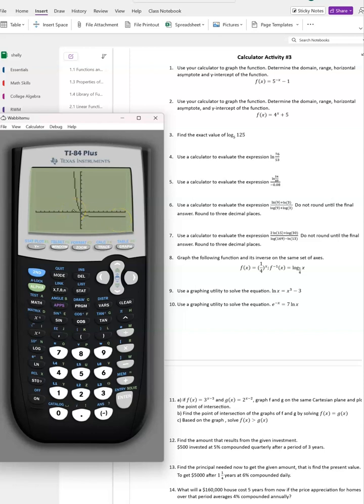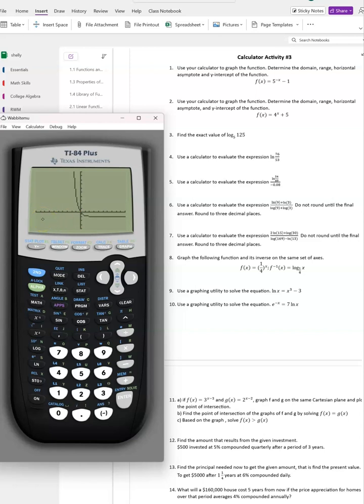Our range, well, sorry, phone's on, is at negative 1. So our range is going to be from negative 1 to positive infinity, right? Because here's our negative 1, so negative 1 to infinity is our range. Our horizontal asymptote, well, is going to be at negative 1.